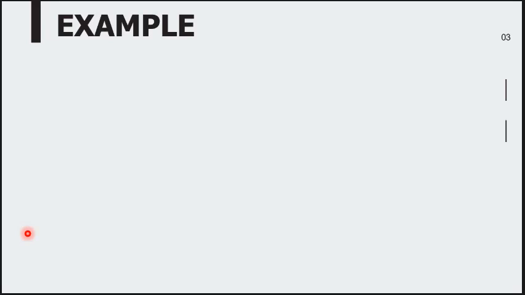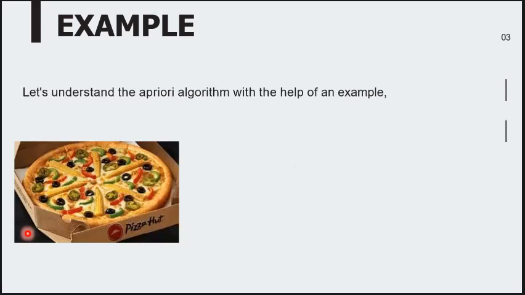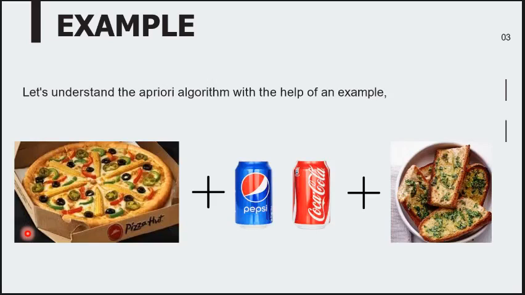Example. Let's understand the Apriori algorithm with the help of an example. You have noticed that the pizza shop seller sells the pizza, soft drink, and breadsticks combo together. He also offers a discount to the customer to buy these combos. Do you ever think why he does so? He thinks that customers who buy pizza also buy soft drinks and breadsticks. However, by making combos, he makes it easy for the customers and at the same time increases his sales also.